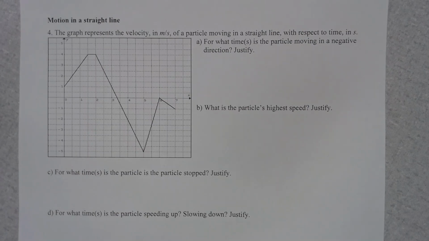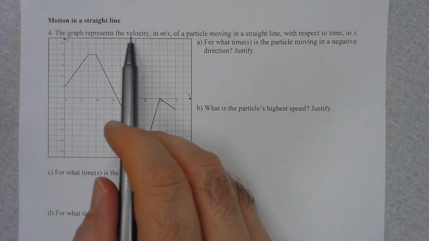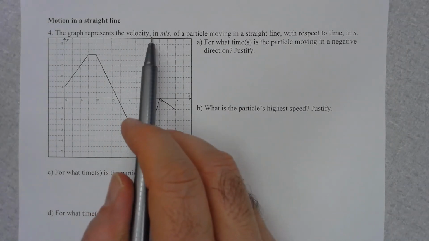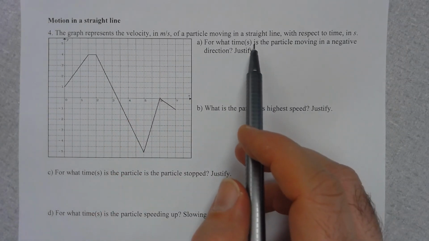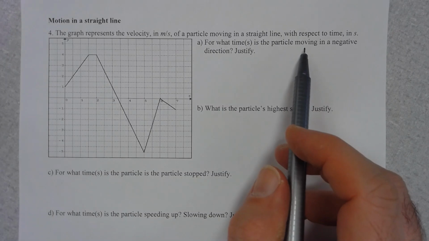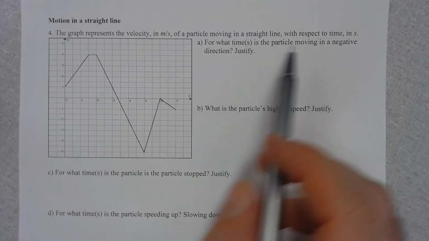Hi folks, we're going to take a look at page 2 from Unit 3, Lesson 2. So we have this question which gives us a graph of the velocity function. Very important here is that this is the velocity, not the position, of a particle moving in a straight line with respect to time. It asks, for what time or times is the particle moving in a negative direction?